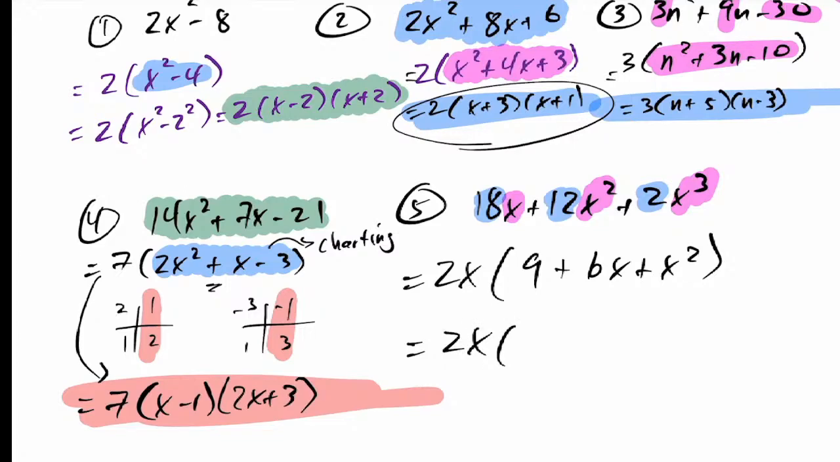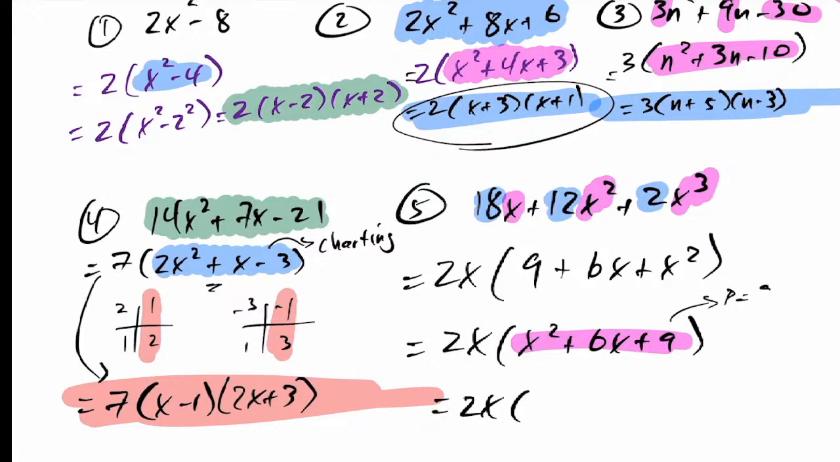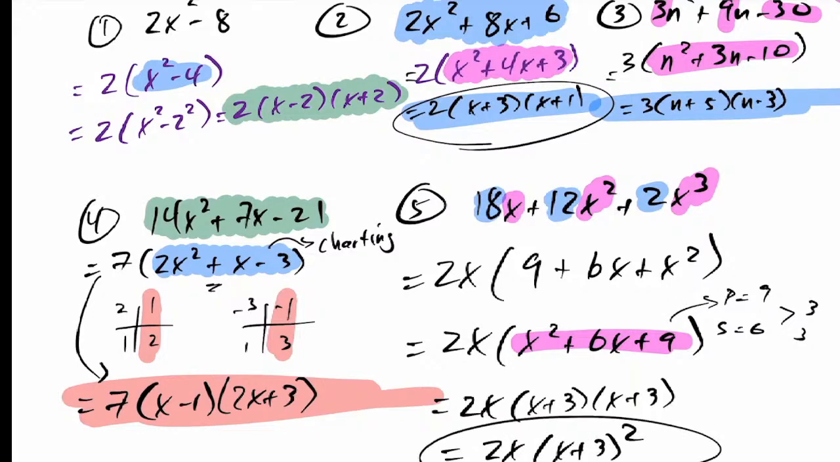And now I would rewrite this as x squared plus 6x plus 9. And then this factors nicely. Here I'm left with a simple trinomial inside. So two numbers that multiply to be 9 and add to be 6 is 3 and 3. So this will factor to x plus 3 times x plus 3, which is 2x, x plus 3 squared.